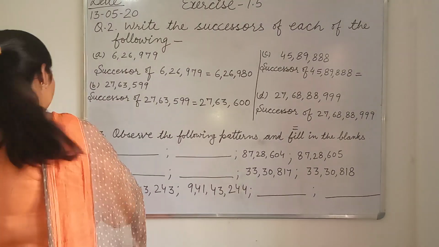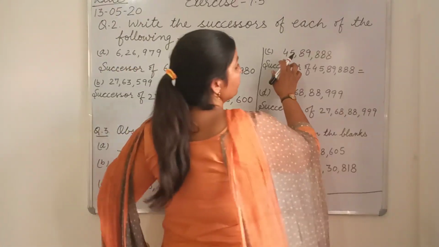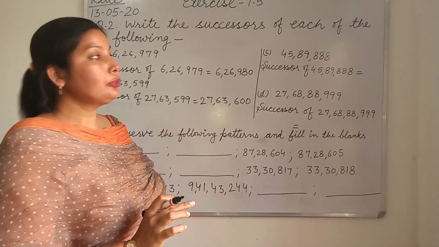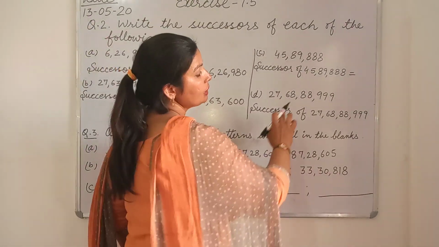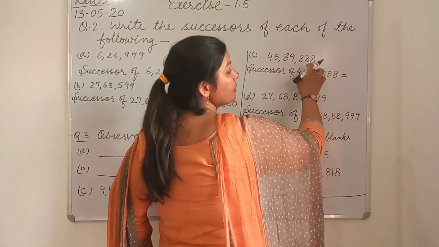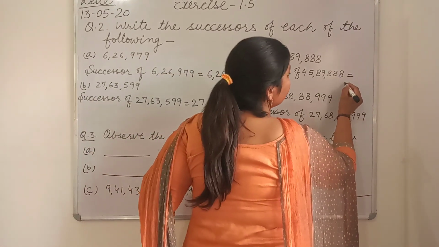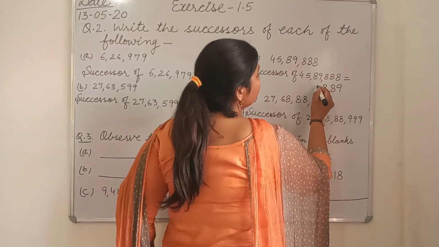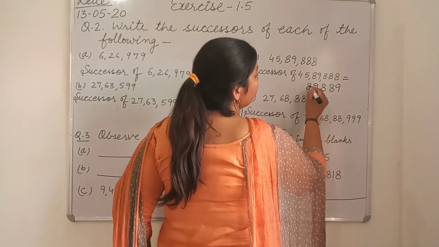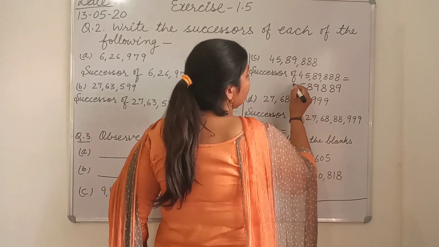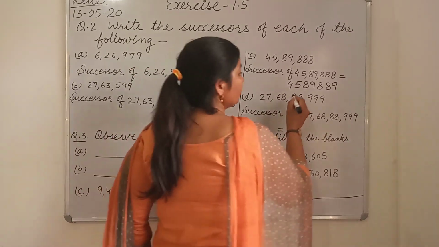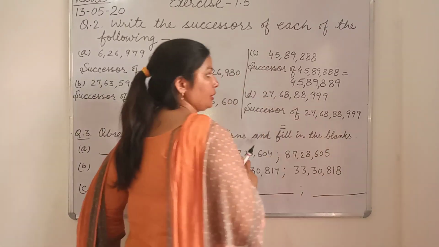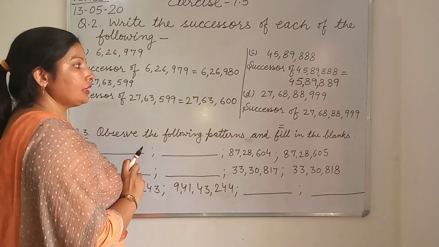Then next, C part, 45,89,888. Again we will do plus 1. So when we do plus 1, 8 plus 1, 9. Then 8, then 8, then 9, then 8, then 5, then 4. So it becomes 45,89,889.